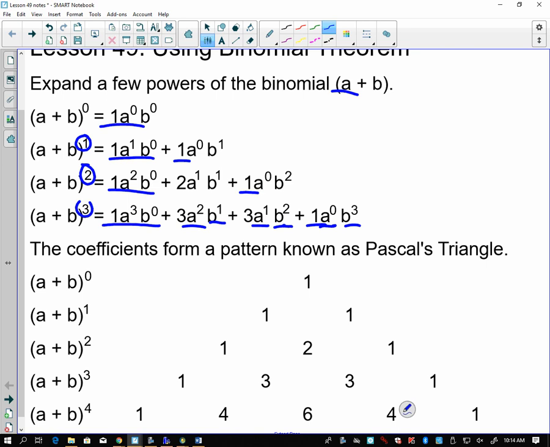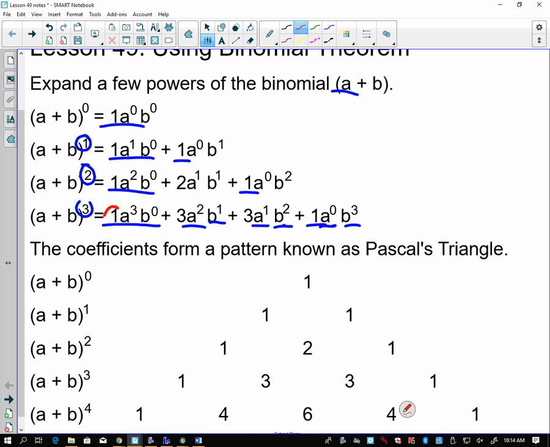The first variable will always start at the highest, and each term will descend until it gets to 0. The second variable will always start at 0 and ascend until it gets to the exponent that we're working with. Does that make sense? So we should always know what the exponents of my variables are going to be. The only thing that we have to worry about then is, how do I know what the coefficients are going to be?